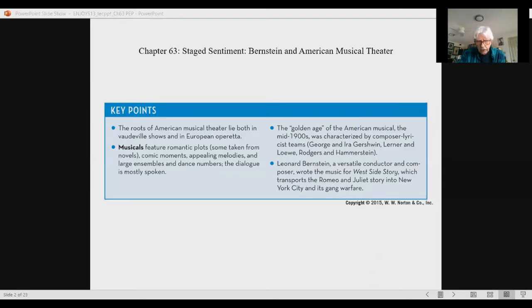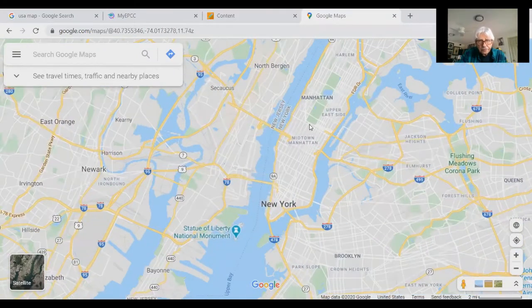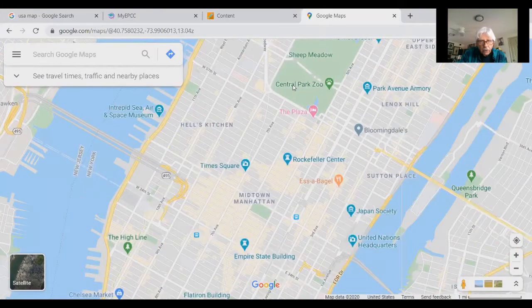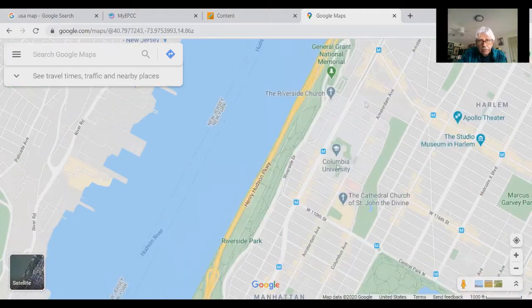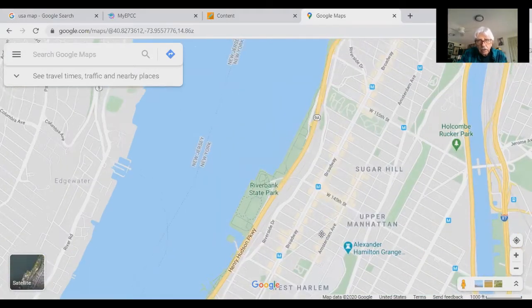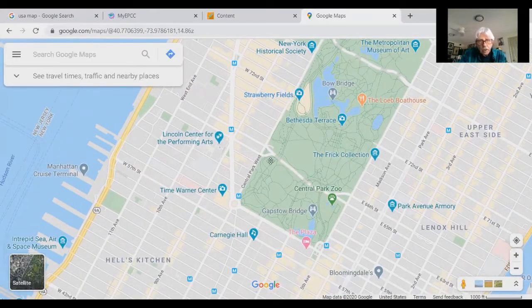Just to show you here, Broadway musicals. Okay, so this is the New York area, and this is Manhattan. It's an island. Over here is what they call the East River. It's really not a river. It just goes from the Hudson River, and then it goes this direction. Broadway is a street that goes along the whole of Manhattan, all the way up. Manhattan is a big island.